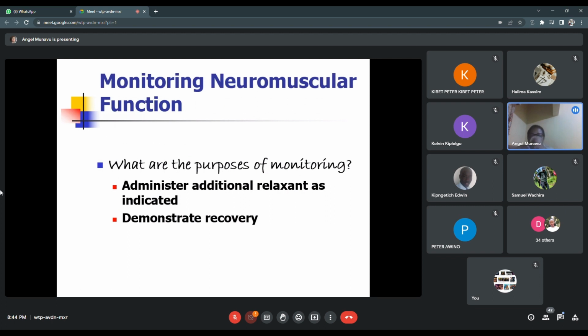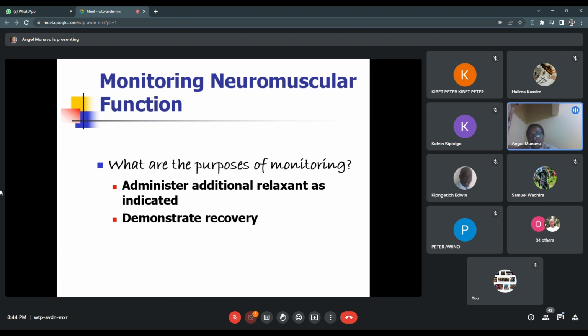Then again, we also usually monitor the neuromuscular function. You want to monitor whether the patient is really paralyzed. And we need to be able to know when the muscle relaxant is wearing off.